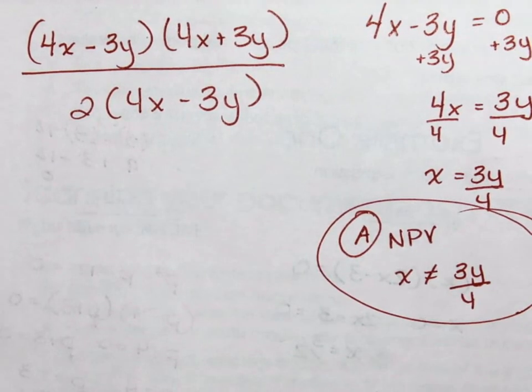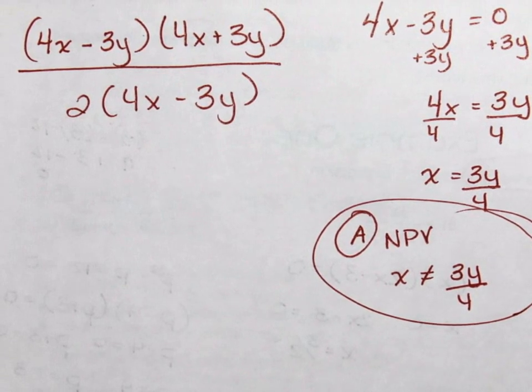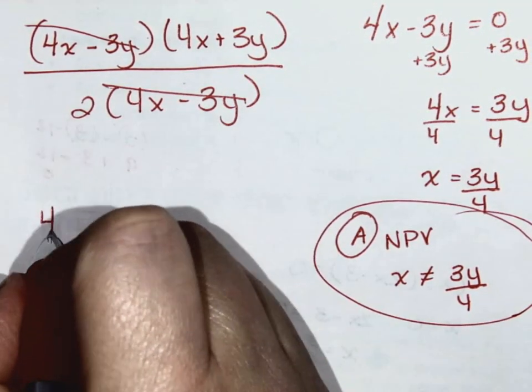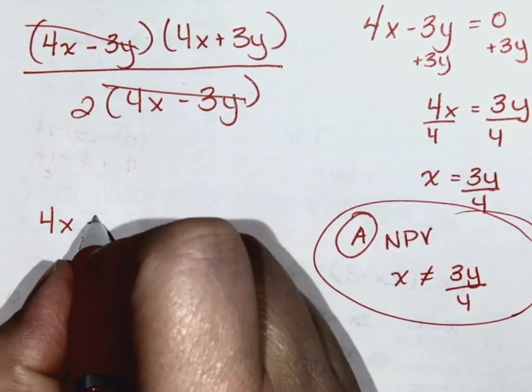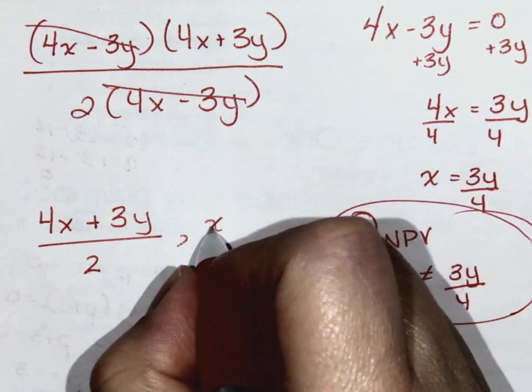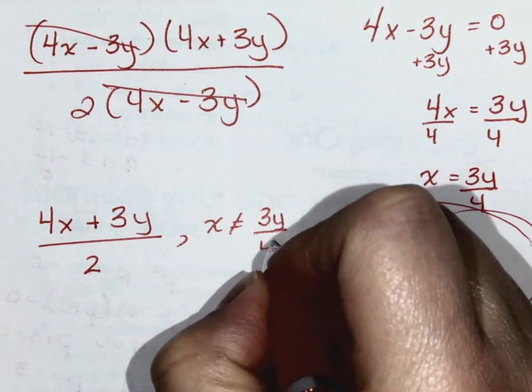Now B is asking to simplify the expression. So what can I cancel out? 4x minus 3y. So we're left with 4x plus 3y over 2, where x cannot equal 3y over 4. And that's the answer to B.